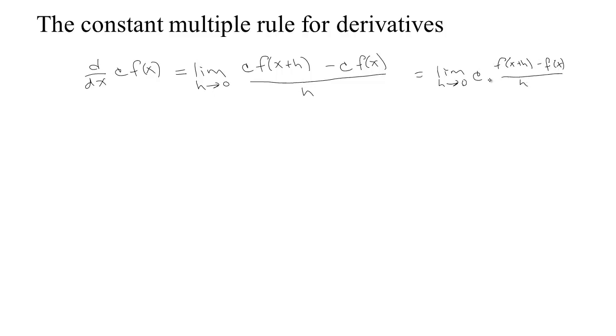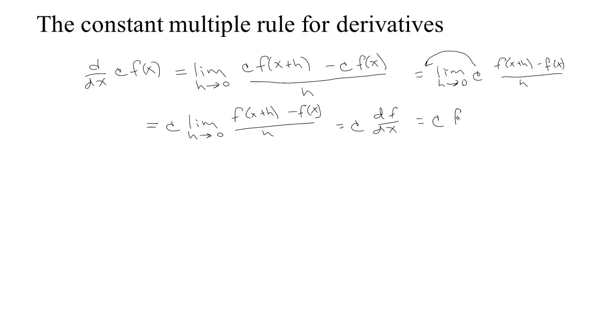all over h. But we already know from our work with limits and our limit laws that the limit of a constant times a function, the constant comes through limits. So from laws for limits, we have the limit as h tends to 0 of f of x plus h minus f of x all over h. And of course, this is the definition of the derivative of f with respect to x, right?